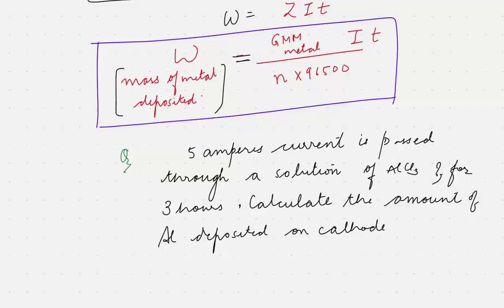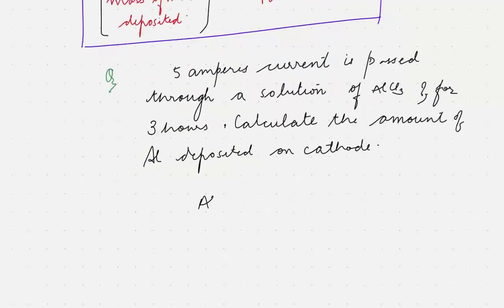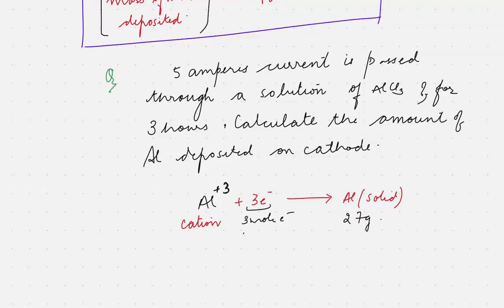So you know that whatever may be the solution, aluminium will be present as Al plus 3. Al plus 3 will be my cation, and it is going to gain 3 electrons to form aluminium solid. Its molar mass is going to be 27 grams, and this is 3 moles of electrons. So 3 mole electron is basically going to be 3 Faraday charge.